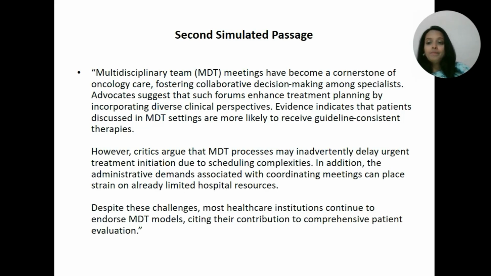Now look at the paragraph structure again. Paragraph 1 gives you a strong endorsement. And paragraph 2 acknowledges the drawbacks. And the final sentence, most institutions continue to endorse. That is what is given in the final paragraph. So that final sentence matters enormously here. In OET, the last sentence often signals the writer's resting position.